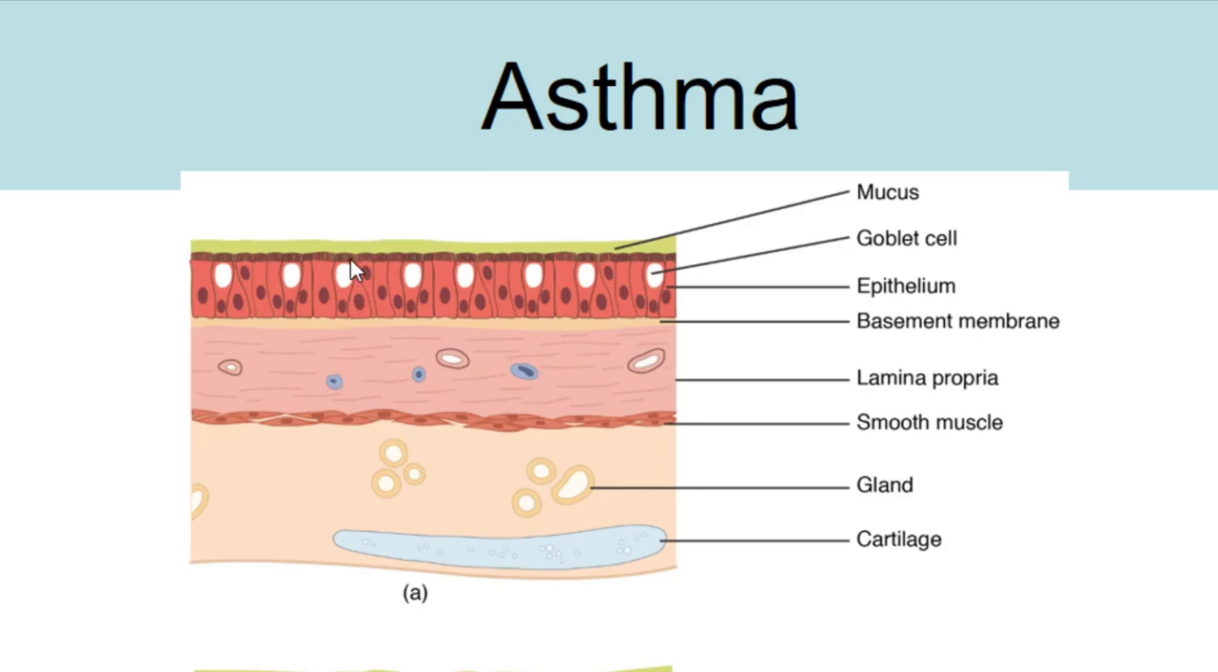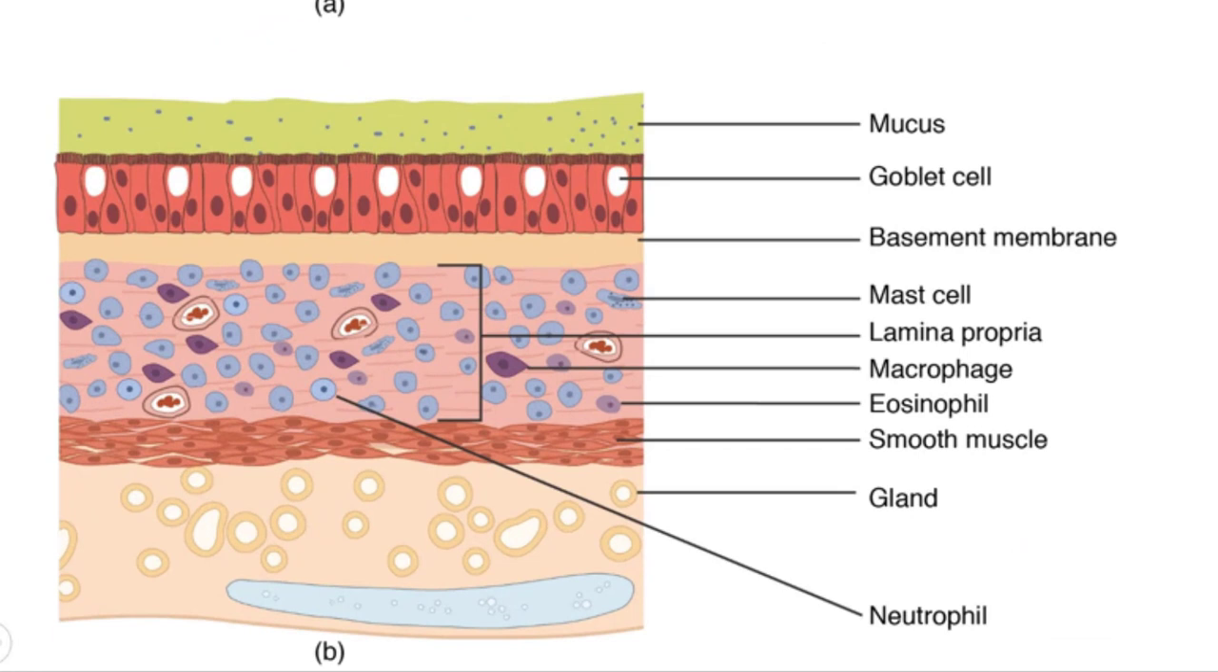Notice our goblet cells, right? Those are helping to produce the mucus along with these mucus glands. Now let's go take a look at the asthmatic tissue. Notice the increase in mucus in the asthmatic tissue. The thick and increased amount of mucus within the lumen makes it very difficult to breathe.